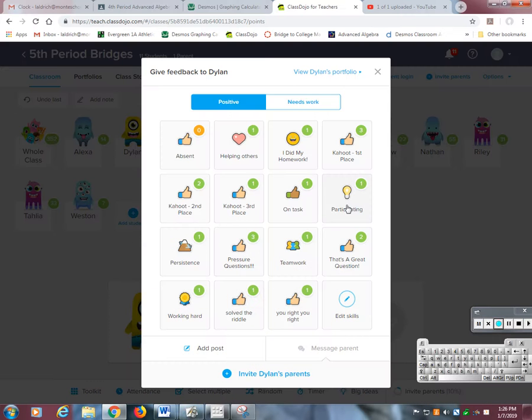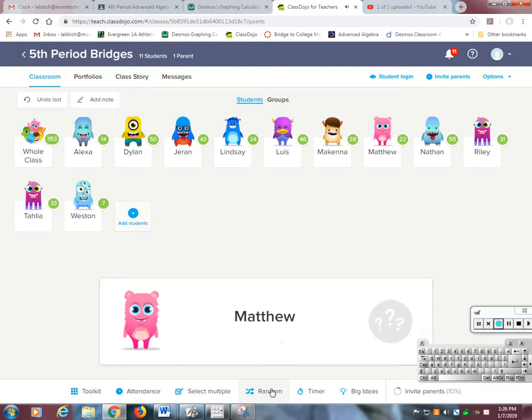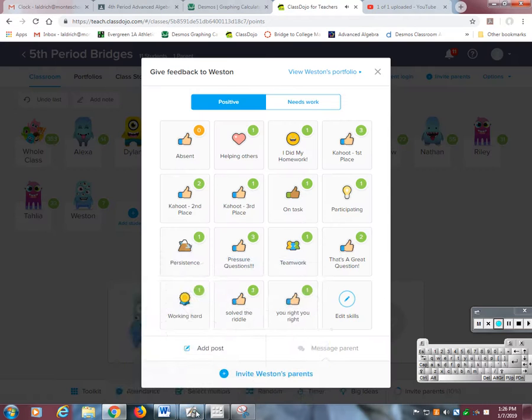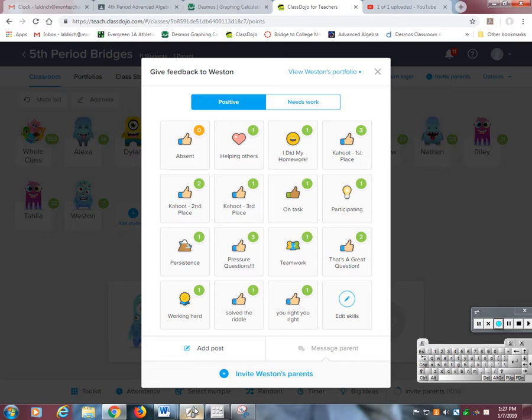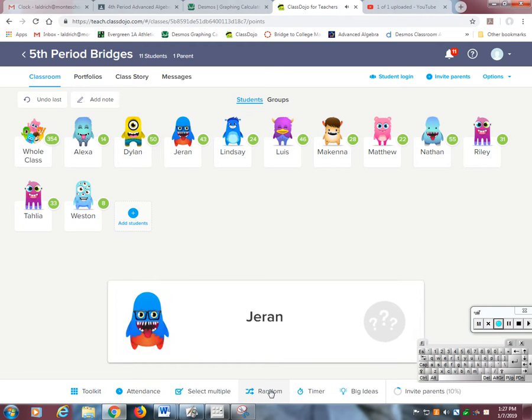All right, how about symmetry? Weston? Right, and so what we're looking for that answer is that it has horizontal symmetry, yeah. Okay. I guess we skipped end behavior, but oh well. And then the last one, domain and range.